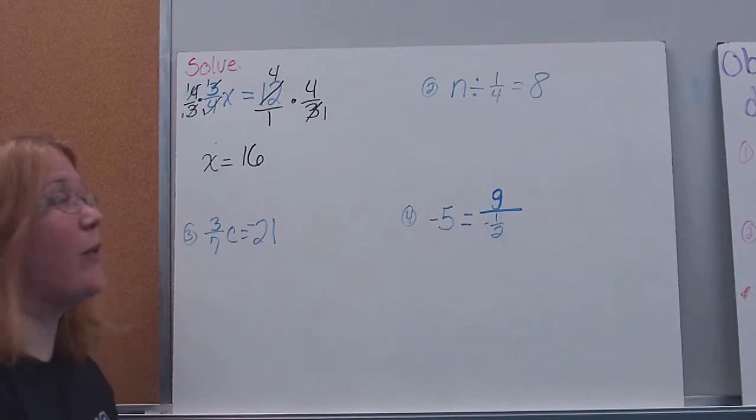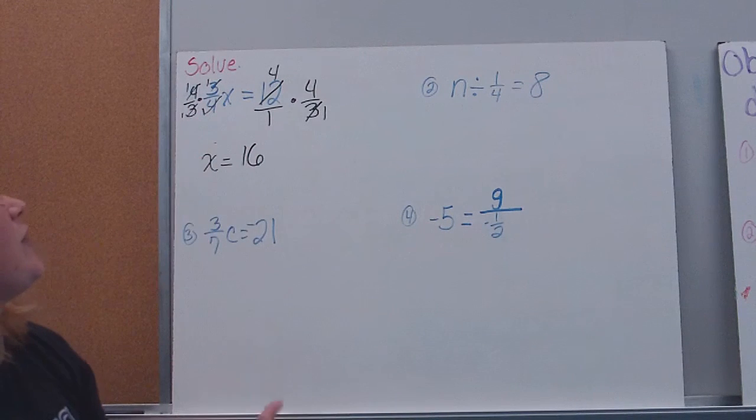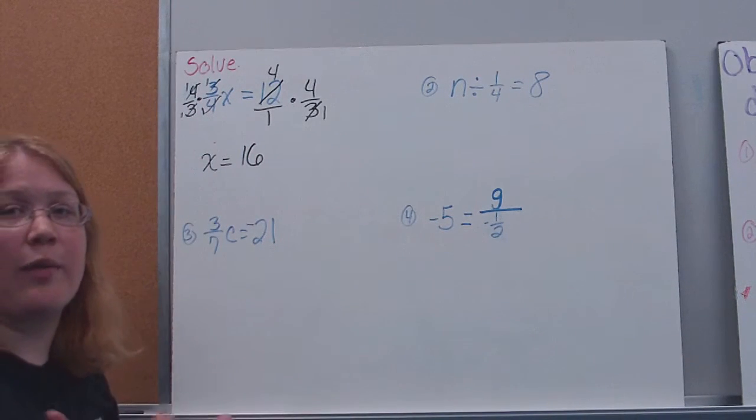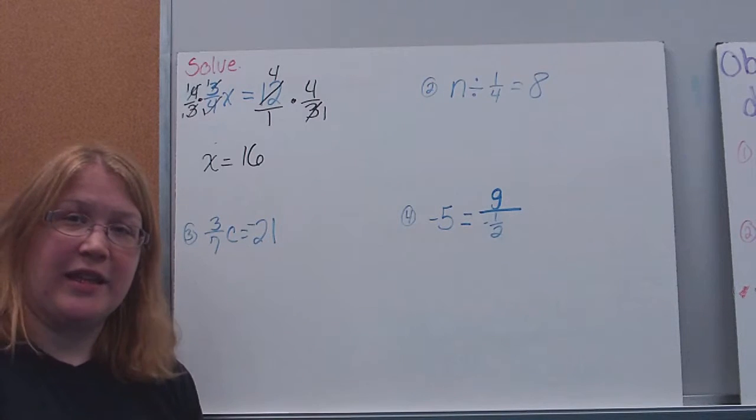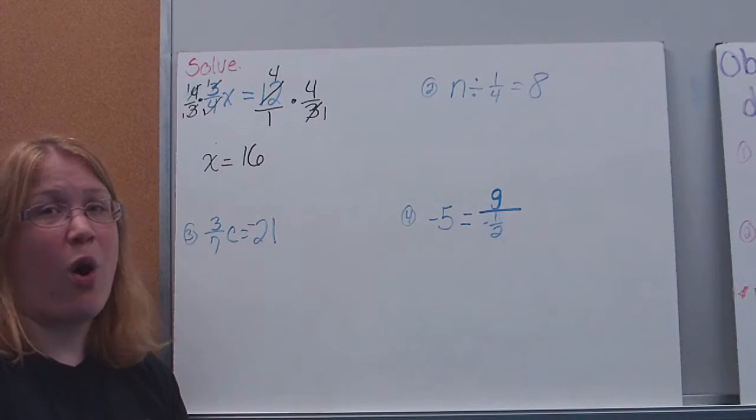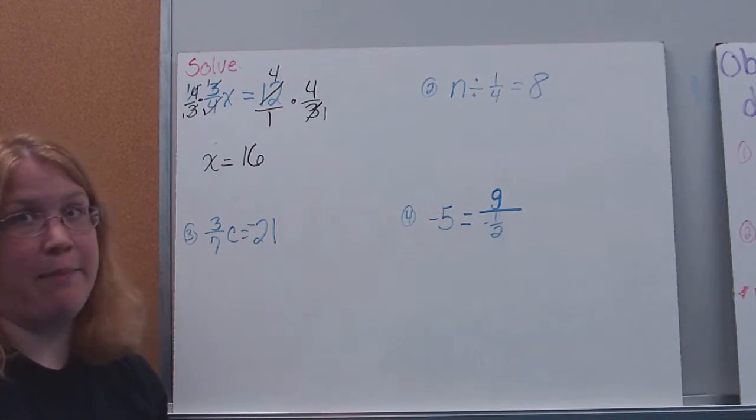And again, we can go back, we can check that. 16 times 3/4 gives me 12, so I know that I'm right, okay? I always want you to check these on quizzes and tests because there's no reason to get it wrong when you can check and make sure that you're right.